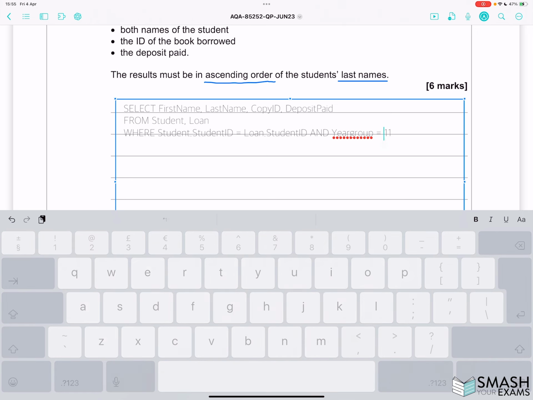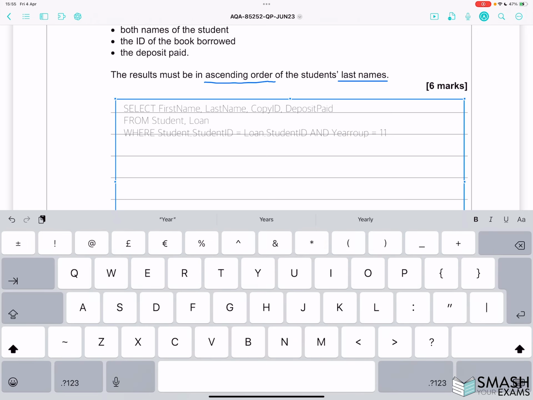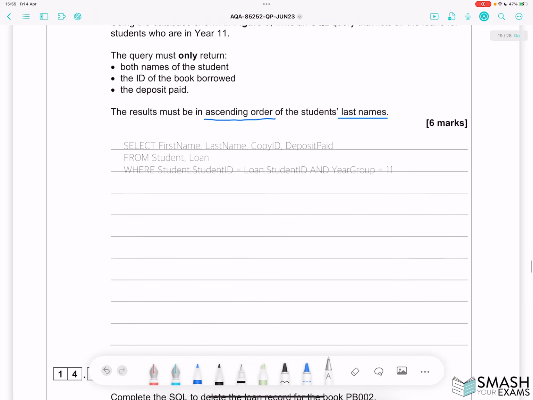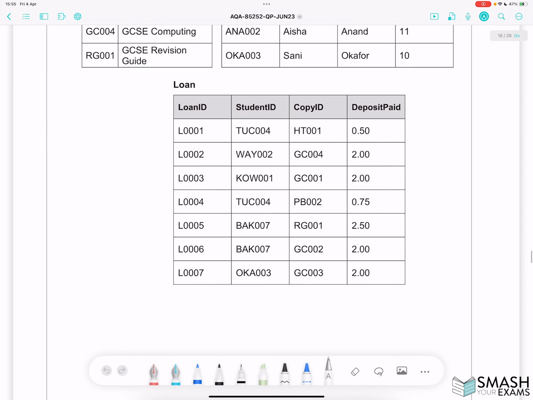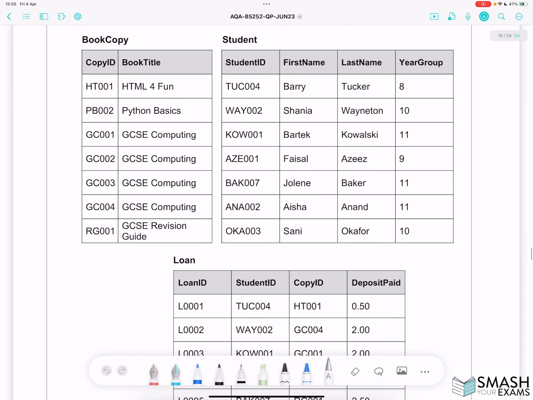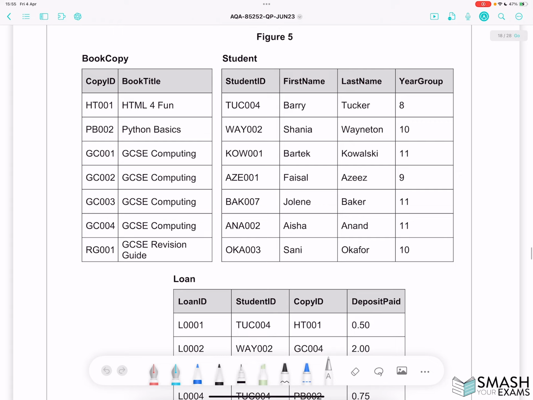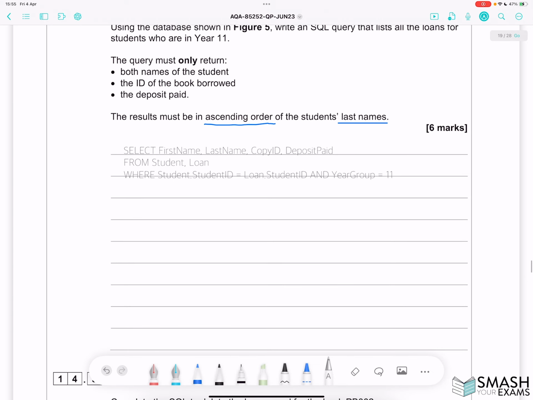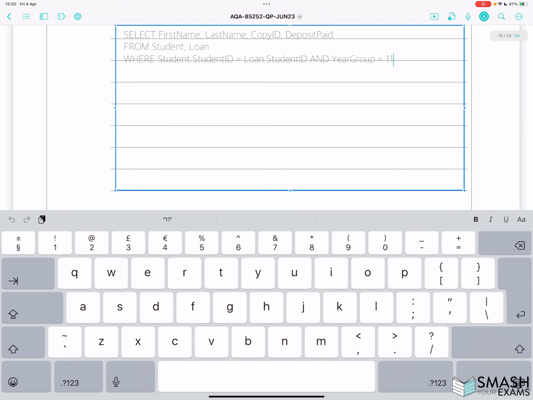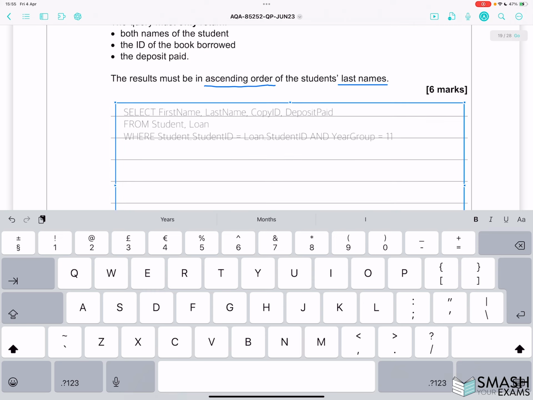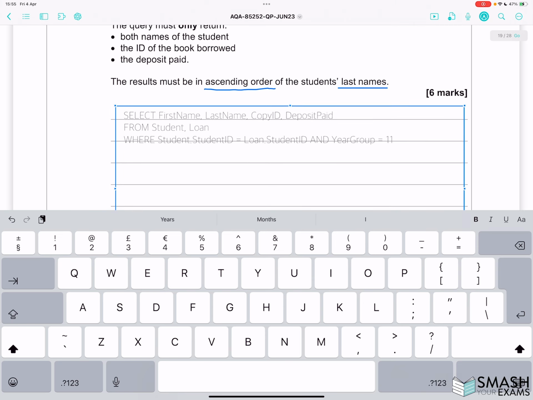Now, what was the final thing we've been asked to do? I've just noticed I've got a typo on year group. We'll keep them exactly the same. Remember, always checking back to our tables to make sure we've got them exactly as is. So year group, again, use the same sort of thing. So based on that, what was the last thing we've been asked to do? It says they must be in ascending order.